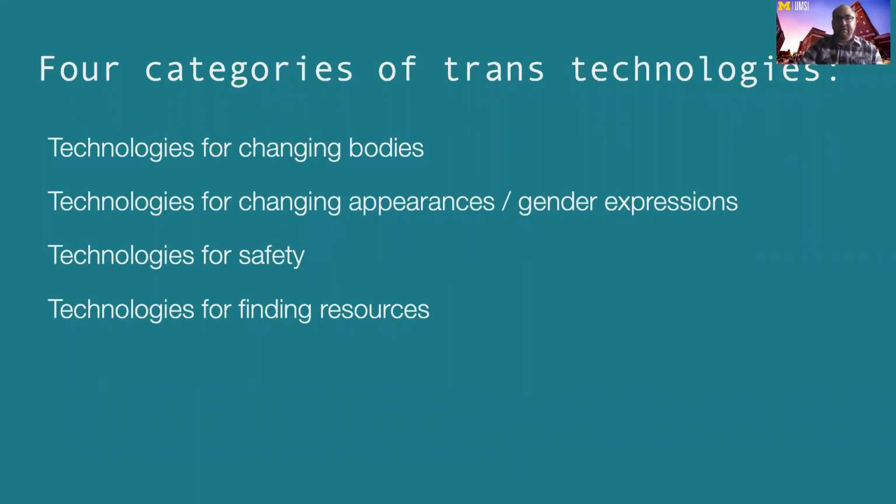The first was technologies for changing bodies. The next was technologies for changing appearances and gender expressions. And the difference here is the first category is more about physical changes, and the next category is more about people's appearances and how they express gender. The third category was technologies for safety, and then finally technologies for finding resources.